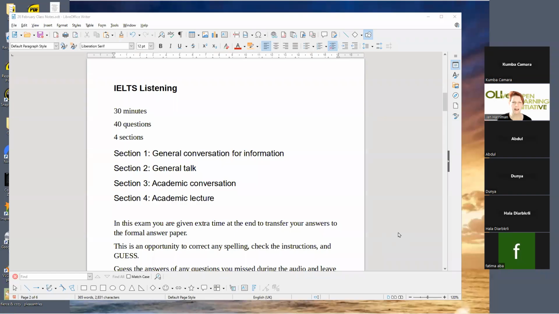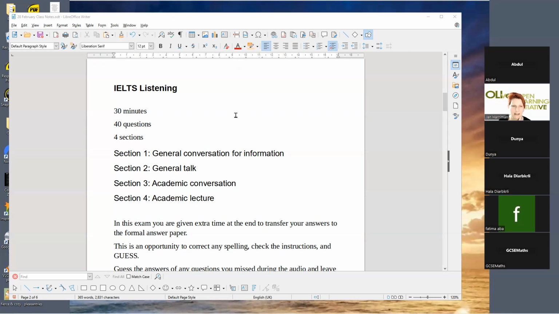So, the IELTS listening exam. It is 30 minutes long. There are 40 questions. It seems like a lot, but it's not that bad. There are four sections. The first is general conversation or for information. So it's usually somebody asking for information from a help desk of some sort, okay?